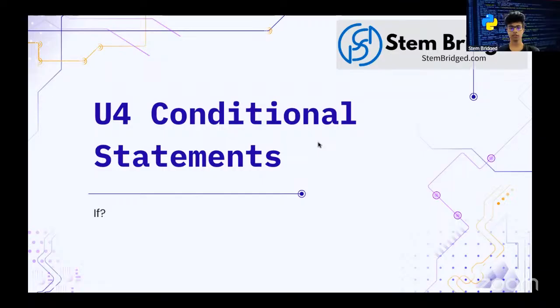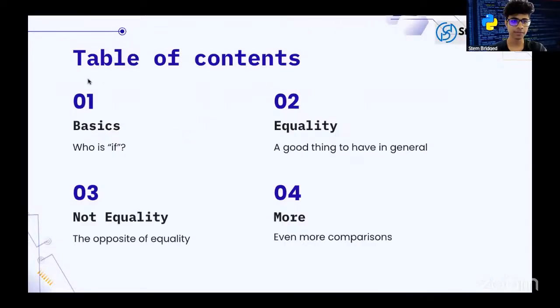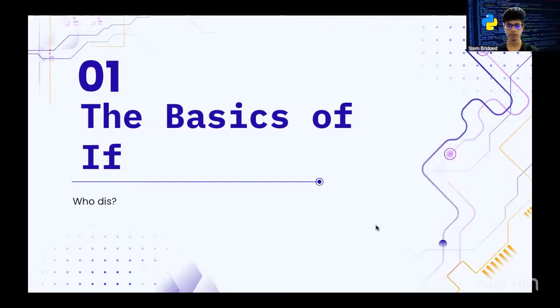All right, okay, let's start right now. So Unit 4, conditional statements in Python. So table of contents, first we're going to learn the basics, like what is the if keyword, what does it mean in Python? Then we're going to learn about equality, a good thing to have in general. Then we're going to learn about not equality, the opposite of equality. And then we're going to be learning about comparisons. Okay, let's start. The basics of if.